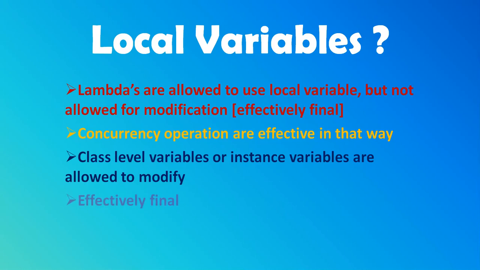As I mentioned earlier, effectively final. So what does that mean? Inside the lambda expression, I'm not defining the local variable as a final variable. But still, inside the lambda expression, you cannot modify a local variable. That particular concept is called effectively final, even though it is not declared as final. Let's open a simple program and we'll see how this looks.